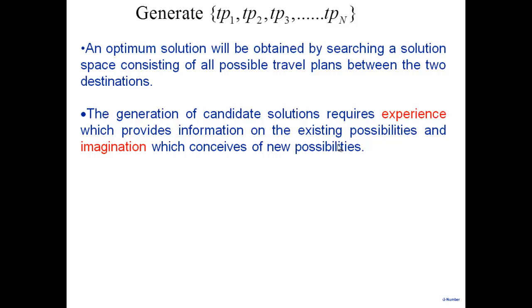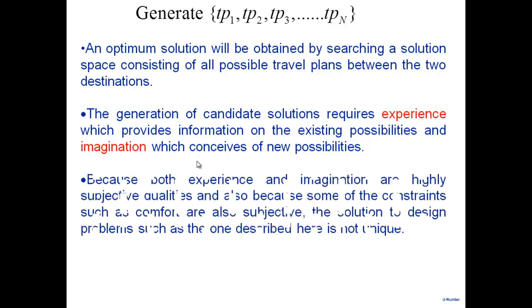Even if, let's say, you have experience, you can always conceive of new possibilities. So imagination, creativity, all these are important parts of the design process. Somebody who has a lot of experience may generate TP1, TP3, and TPN and all that, but may fail to generate TP2. Somebody who's more creative, more imaginative may generate a new possibility. So these play a very important role. Experience, imagination, creativity, these are all very, very important. They're not so important in analysis, but in design, these are central.